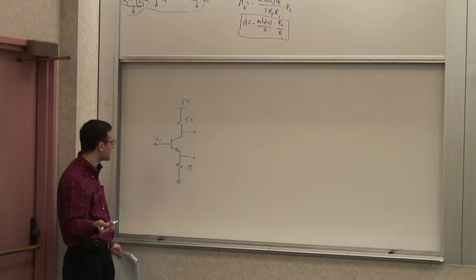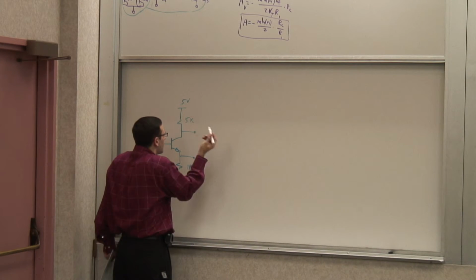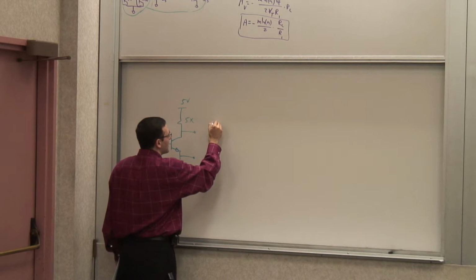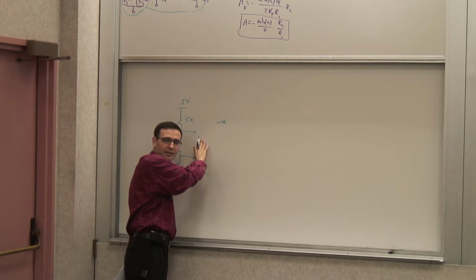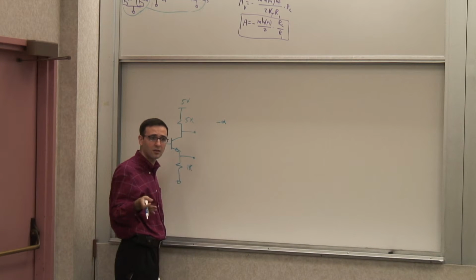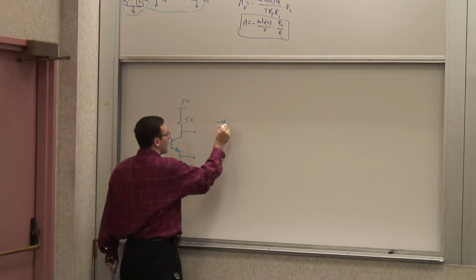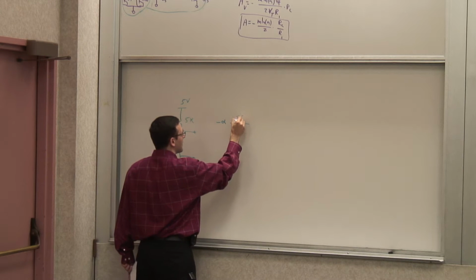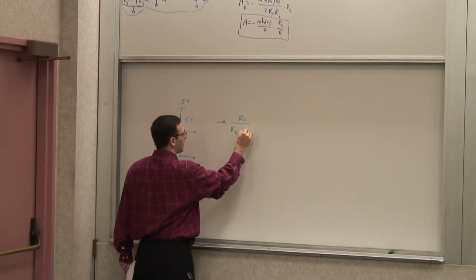So what are the gains? The gain from here to there is simply the rule we have: minus alpha times the total resistance in the collector divided by the total resistance in the emitter. Since I have an infinite VA, RO is infinite, so I don't have to worry about that. So the total resistance in the collector is 5K, or I can write it as RC, divided by RE plus alpha rπ.